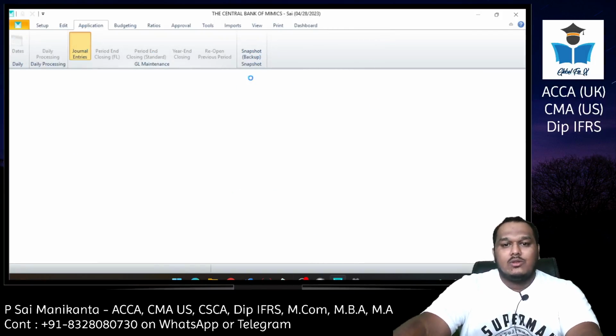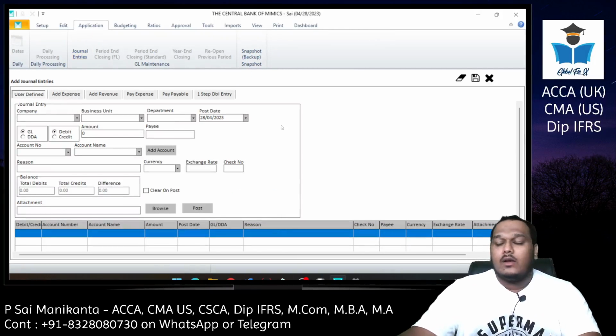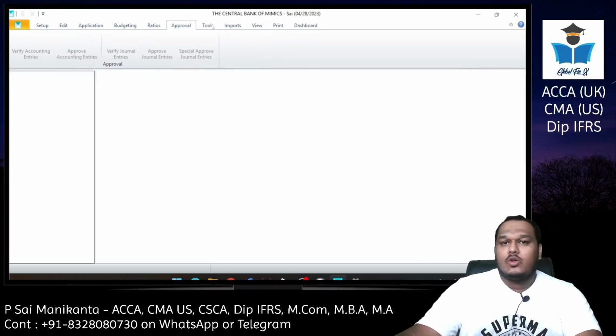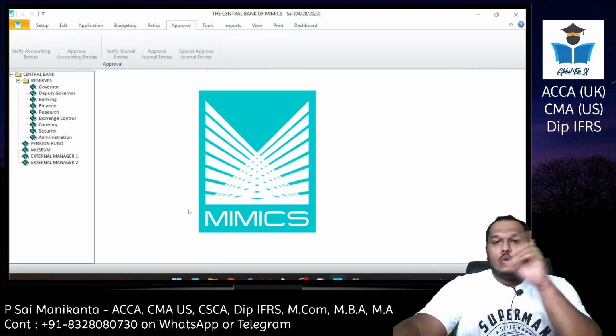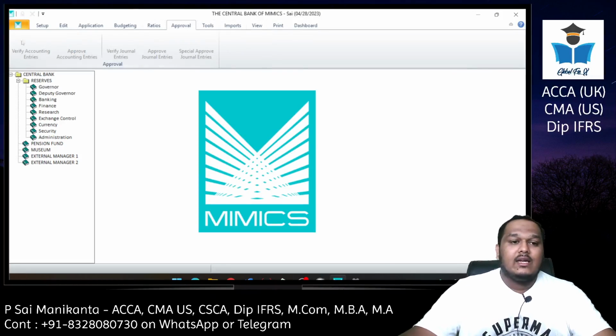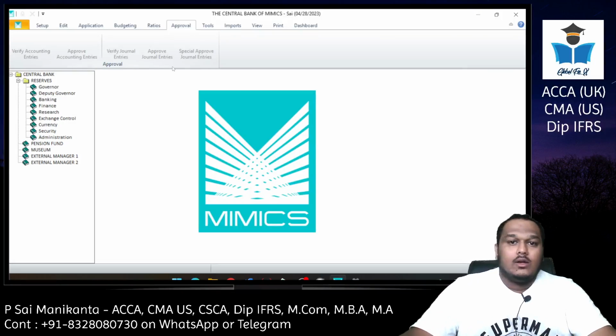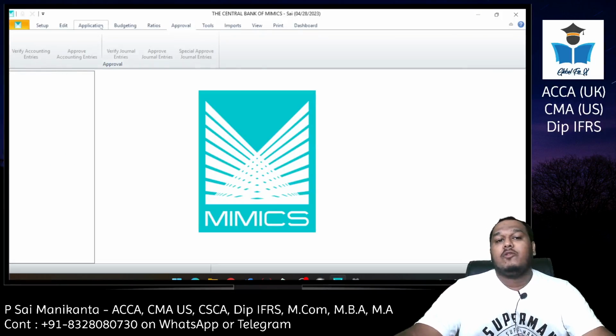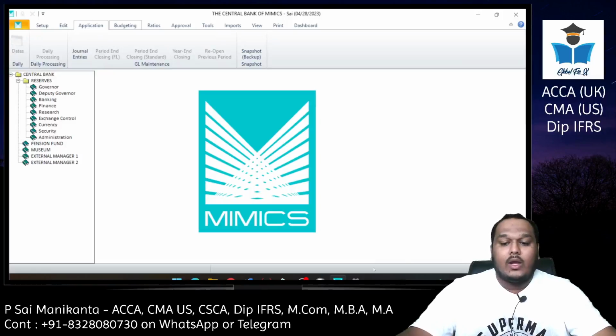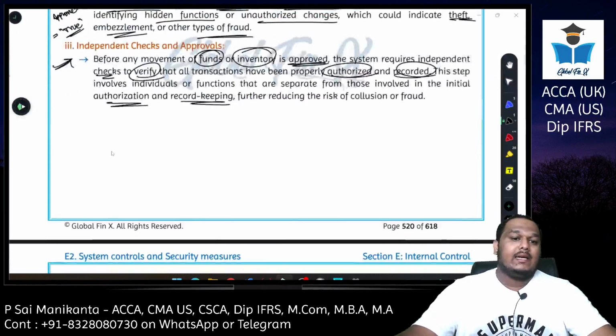He also has access to take a backup, a snapshot of the system. Now what happens is this accountant will record the journal entry, and then the manager, whoever is there, will go to the approval screen. There are actually three levels of approvals. First, a verification of the entry. Then approval of the entry. Two different things: verify the accounting entry and approve the accounting entry. And special approval of the entries is also there, in case the transaction is above a particular limit. So three layers of approvals are required before an entry is passed into the system. Otherwise, it is just added as a record.